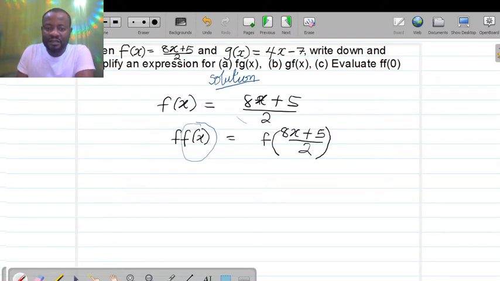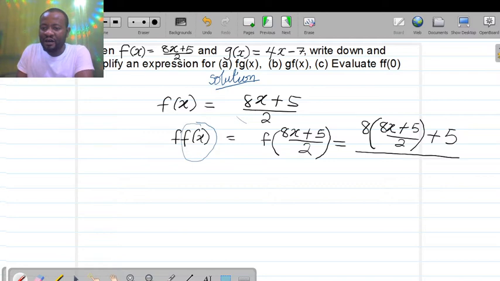8. This will now be equal to what? This is my f of x. Anywhere I come across x, I will replace it with this. So this will be 8 times (8x plus 5) over 2, then plus 5, all over 2.